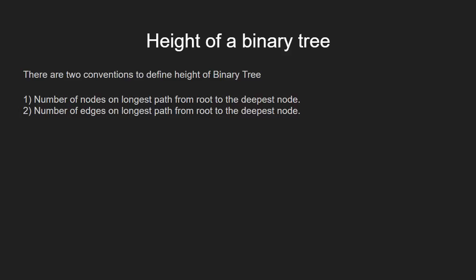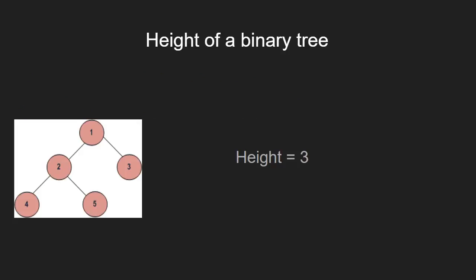Let us see an example and find the height of a tree. In this tree, we have root node equal to 1. So, the longest path we can go is from 1 to 4 or 5. So, the height is 1 plus 1 plus 1, which is equal to 3.